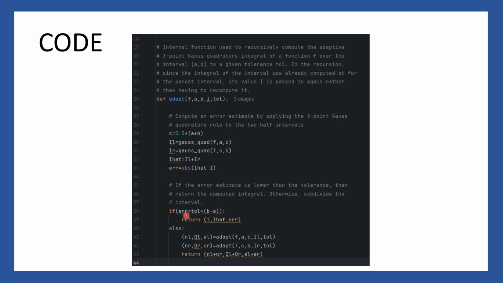Now we check whether this error is going to be less than the tolerance times the interval. If it's less than it, we've ended. But if it's not less, we keep subdividing, and then we keep calculating more and more integrals across the new subdivided intervals until our error is less than the tolerance. Then it ends. And the values that are returned are the values that were requested in the table, which are the integral value, the error value, and the number of subintervals.